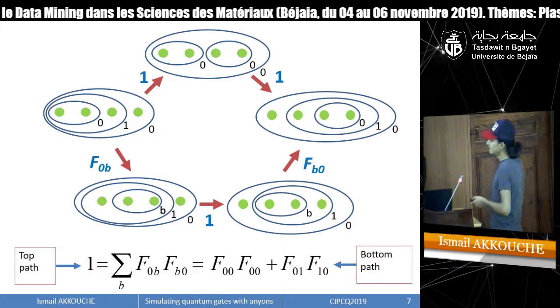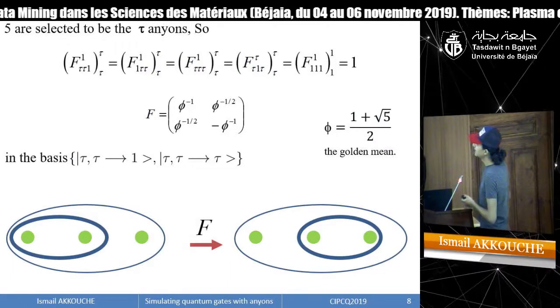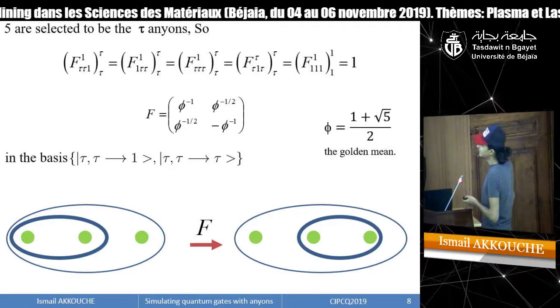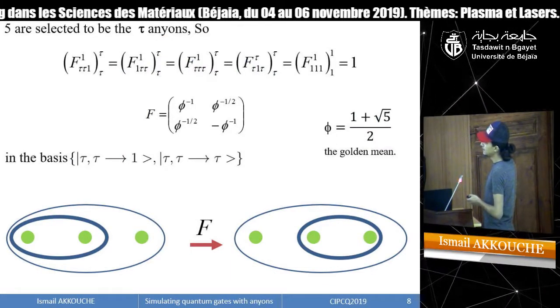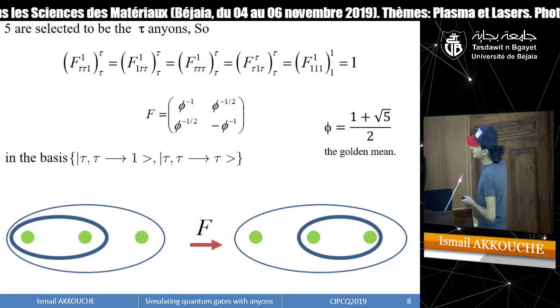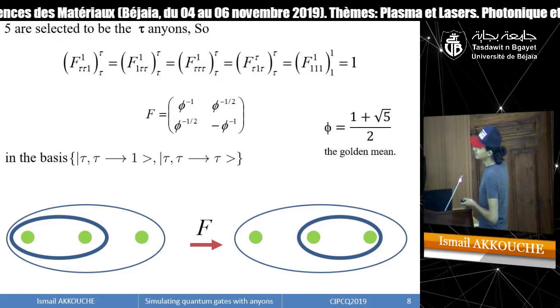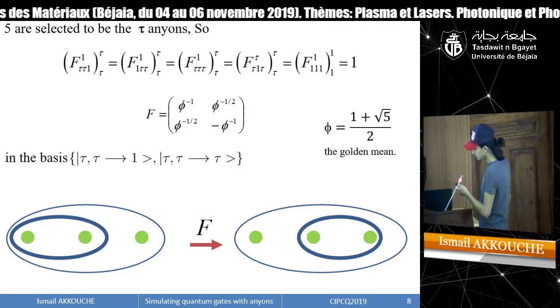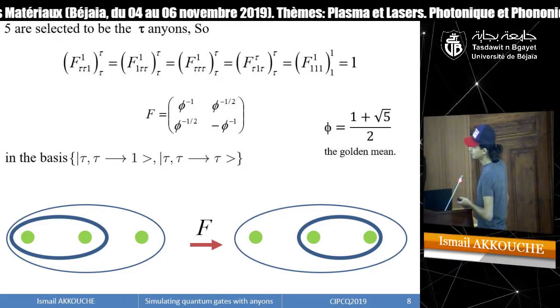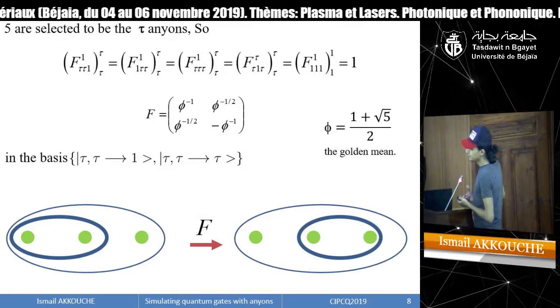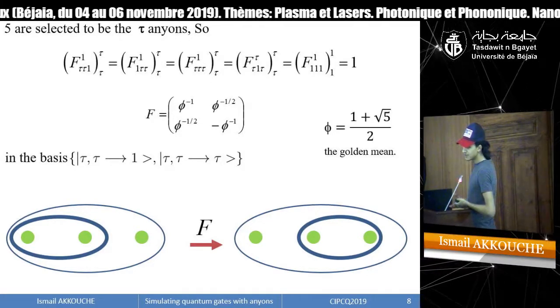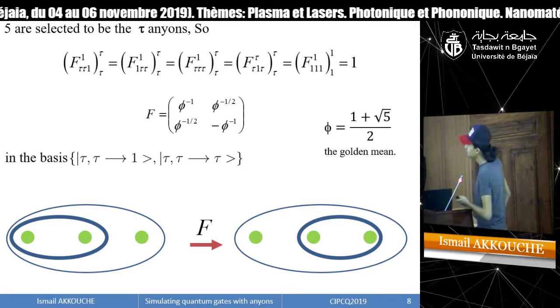And by solving this equation, we get the F matrices in this basis. This is represented by the 0 state, and this is the 1 state, and this is phi, the golden mean, or the Fibonacci number. This is also why I call this model the Fibonacci model.